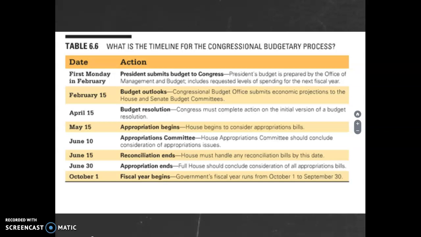By April 15th, Congress has to pass what are called budget resolutions. So the budget is broken up into categories. And the budget resolution says this is the max amount of money that we're going to allow to be spent in each of those categories based on what CBO has told us.